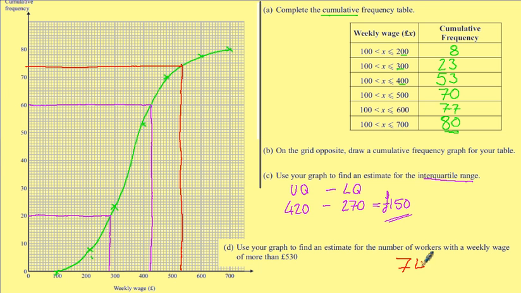My advice to you would be to use a very sharp pencil, and when you're doing these sorts of constructions, use a ruler, okay? Don't use wonky wavy lines like me. Nice ruler, nice and straight, correct answers.